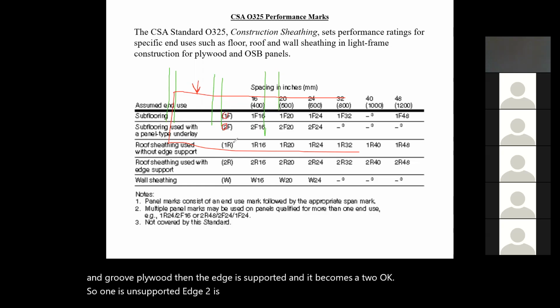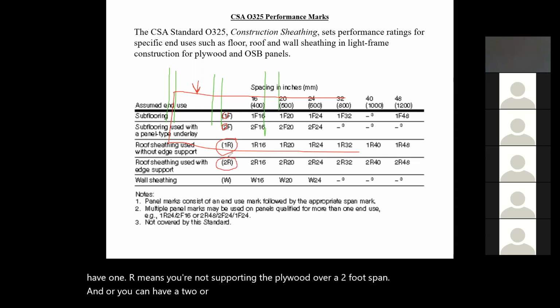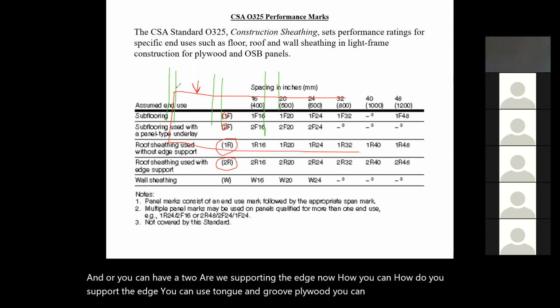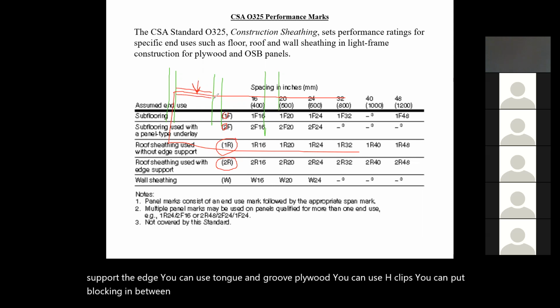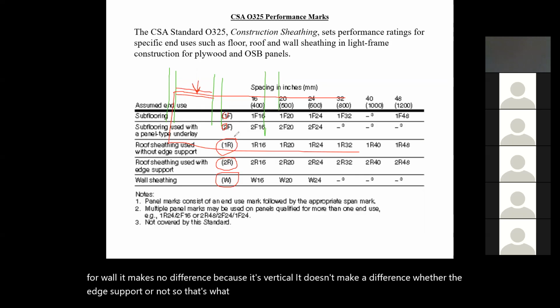Now, on a roof, it's important, okay? So you can have 1R, that means you're not supporting the plywood over a 2-foot span, or you can have a 2R where you're supporting the edge. Now, how do you support the edge? You can use tongue and groove plywood, you can use H clips, you can put blocking in between. As long as your edge is supported, it's considered a 2, okay? And of course, for wall, it makes no difference because it's vertical. It doesn't make a difference whether the edge is supported or not. So that's what the F stands for. Is it a floor? Is it a roof? Or is it a wall? Is the edge supported or non-supported? That's what that stands for.